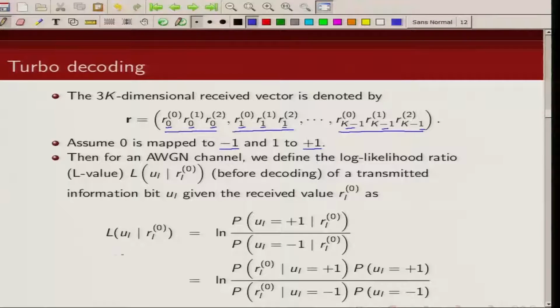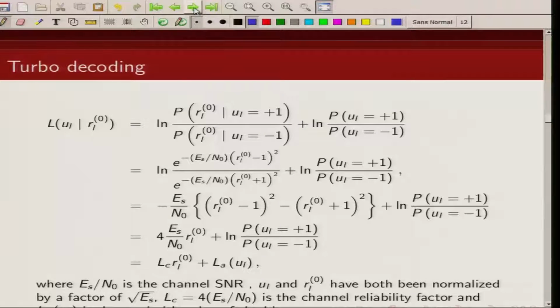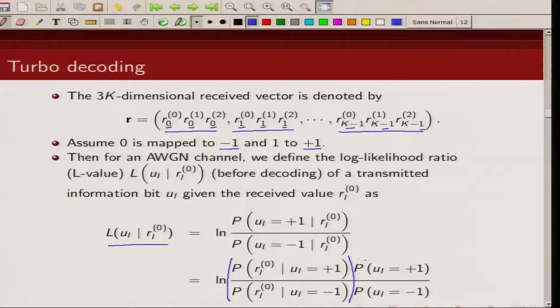Now, let us compute the log likelihood ratio. The probability of UL given RL is given by the probability that UL is +1 given this received sequence RL, divided by the probability of UL being -1 given the received sequence RL. This we can write as the probability of R given U multiplied by the probability of U, and that is how we have written it. Now, we can separate this into 2 terms. This is one term we have and this is another term we have.